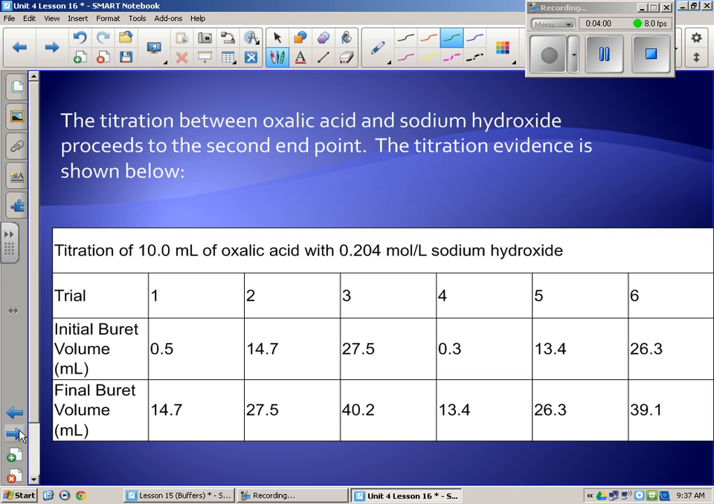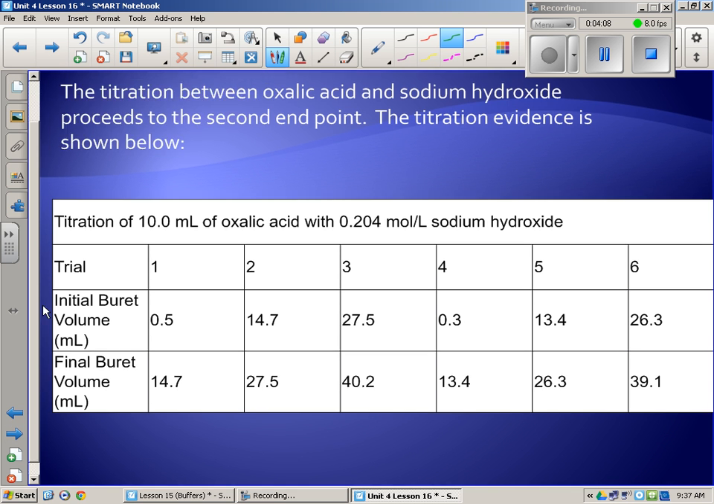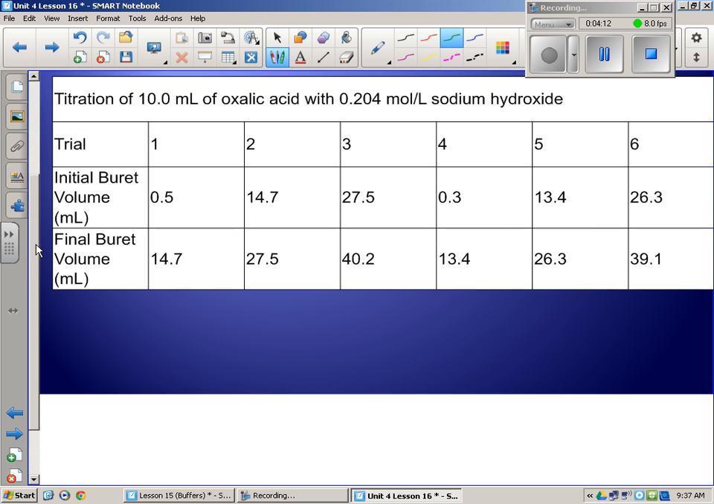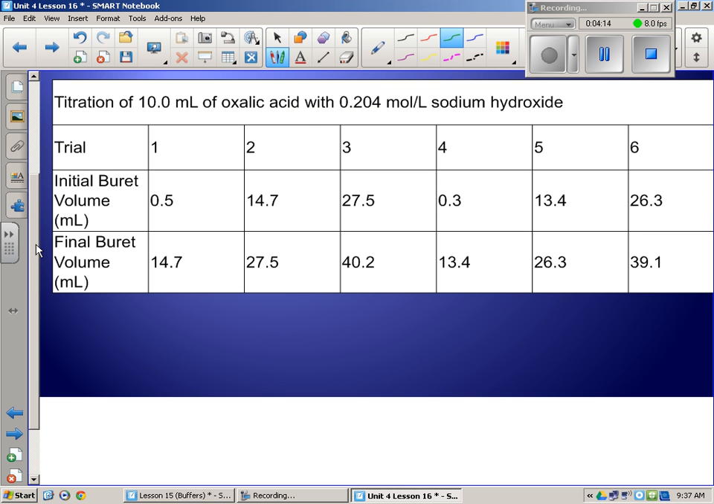This one here says the titration between oxalic acid and sodium hydroxide proceeds to the second endpoint. The titration evidence is shown below. So oxalic acid and sodium hydroxide. Look, in this case, are these already done for you? No, they're not. Okay, good.